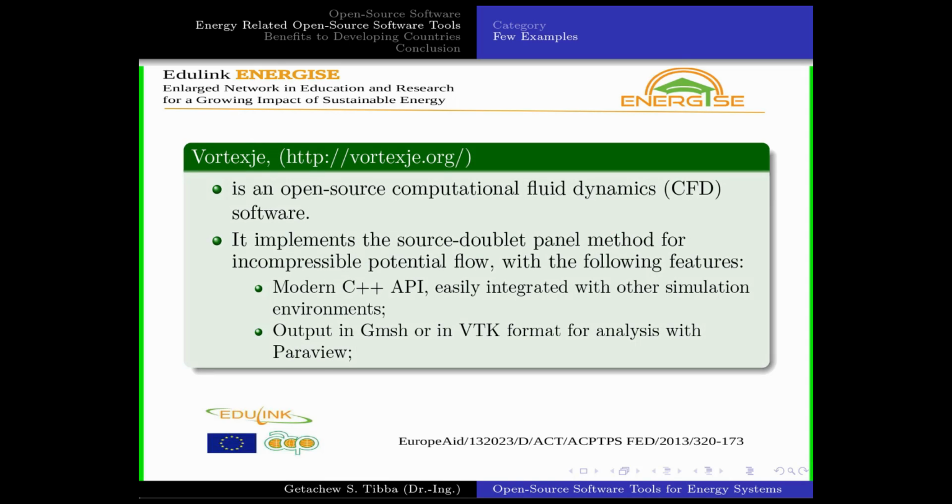And the other one we have, still related to wind turbines, is what we call Vortex J. Again, it is open source and it's more of computational fluid dynamics. Okay, so it solves the continuous governing equations of aerofoils, especially it's based on what we call the source doublet panel method. And the other advantage of this is that it can be connected with a C++ API and other simulation software, so you can use it to work with other simulation environments, and also it's easy to post-process the results of the simulation. The CFD simulation can be easily post-processed with other post-processing software like ParaView.